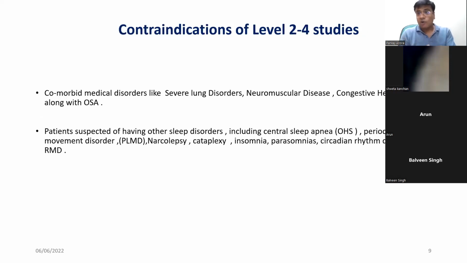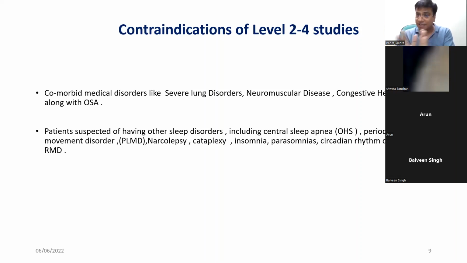So now, what are the contraindications of level 2 to level 4 studies? As I told you before, if we have comorbid medical disorders like severe lung disorders, neuromuscular diseases, CHF along with OSA in the patient, we should look for a level 1 study and not level 2 to level 4 studies. Also other disorders like central sleep apnea, periodic leg movement disorders, narcolepsy, cataplexy, insomnia, parasomnia, circadian rhythm disorders, or RMD, rhythmic movement disorders, we should not look for level 2 to level 4 studies. We should always look for level 1 studies.